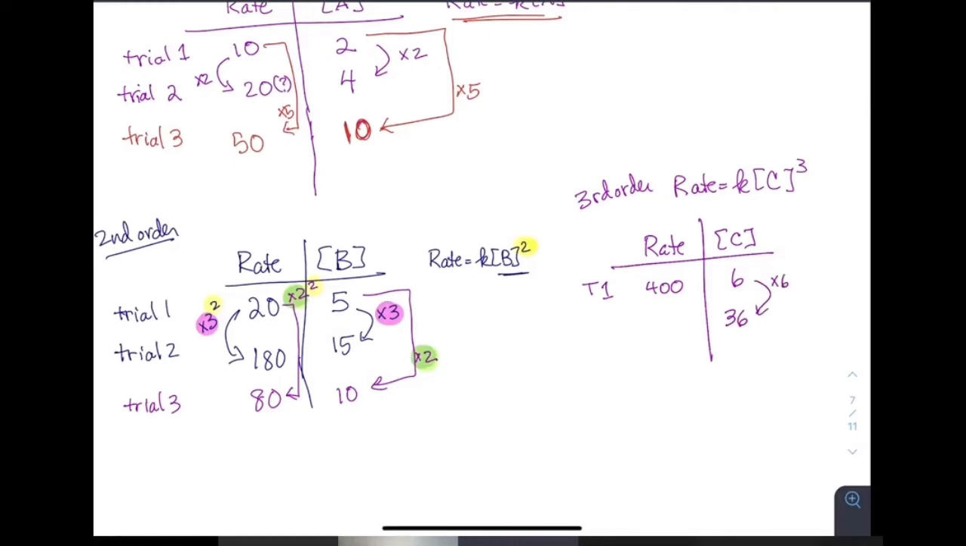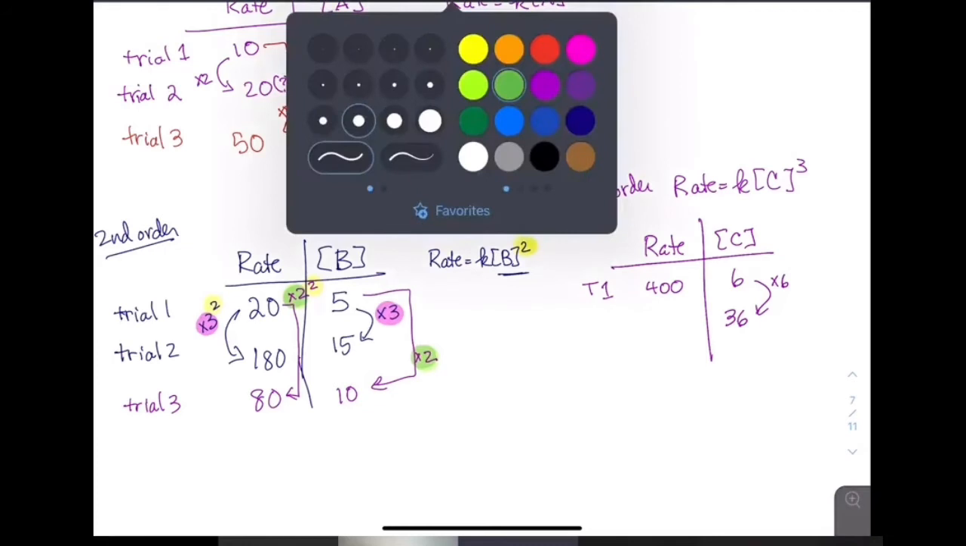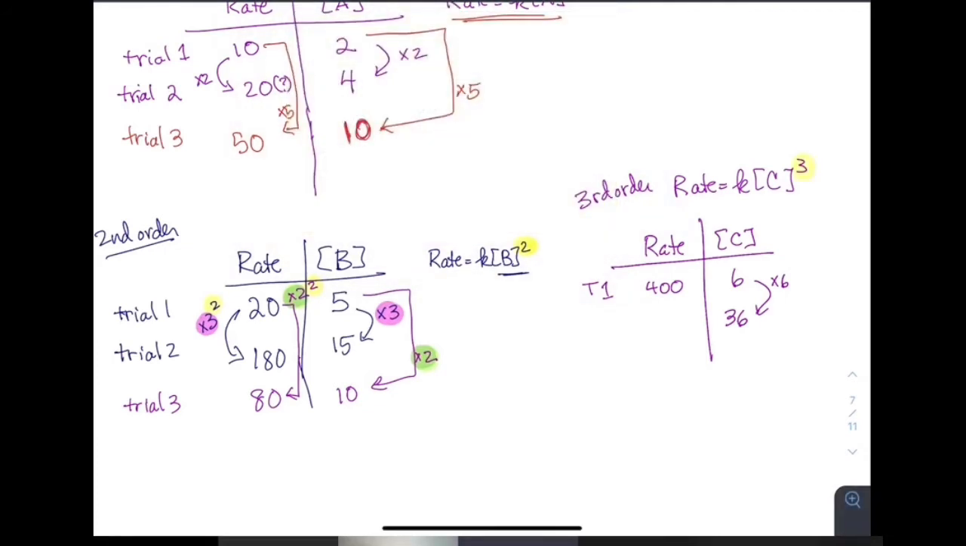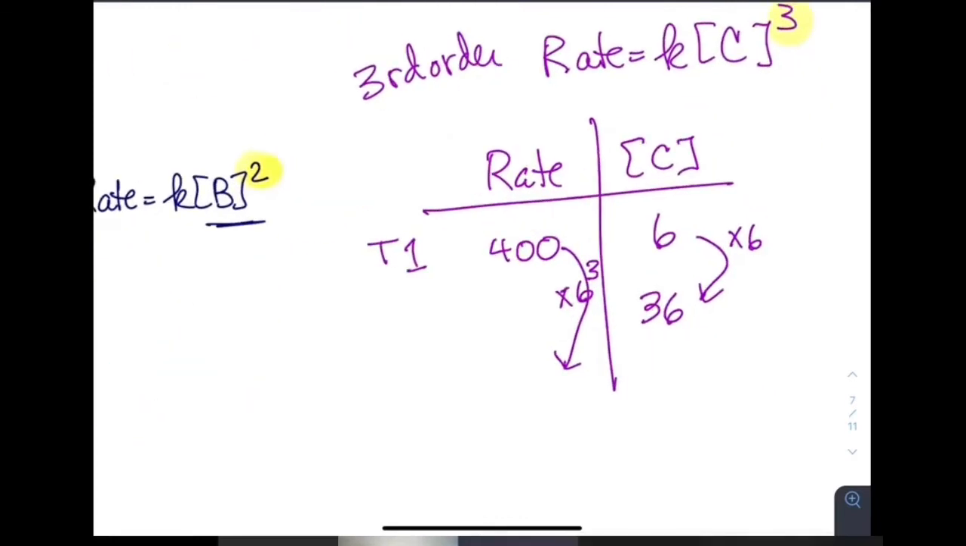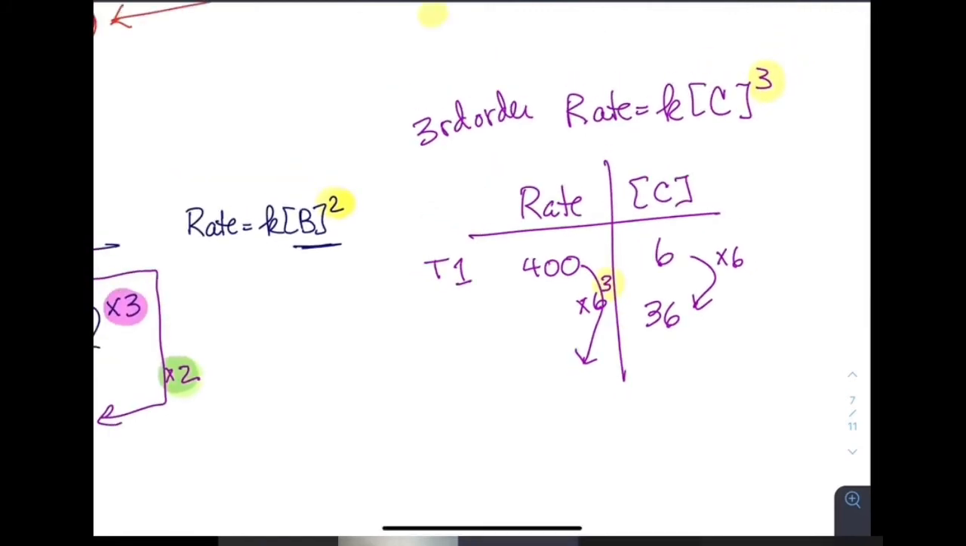Notice how I'm not using nice even numbers. I'll do this for you. 36 is 6 times 6. Because of the way the rate law works, and this factor is cubed, the rate will go up by 6 cubed. That cubed is because of the cubed in the rate law. And so 400 times 6 cubed is, let me write it in scientific notation, 8.64 times 10 to the 4th.